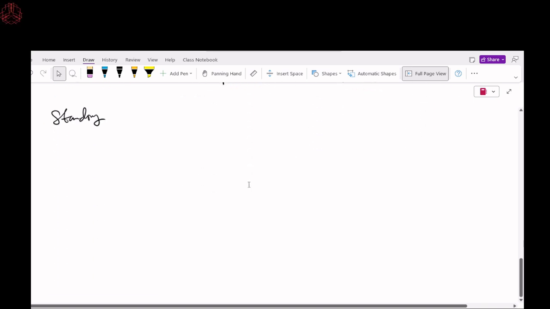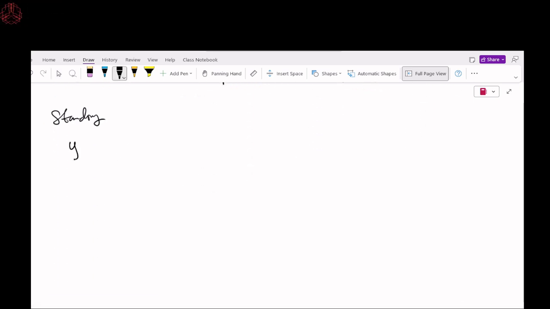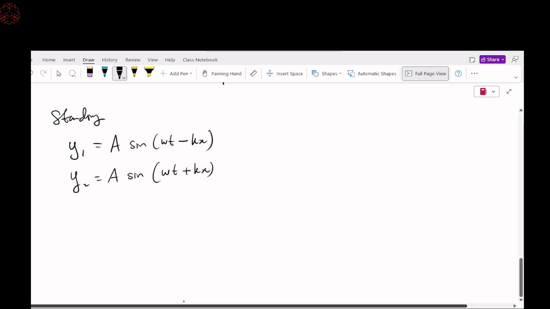If I have a progressive wave, let's call that y1, it is A sine(ωt − kx). Then I have one that is moving in the opposite direction with the same amplitude, y2, which is A sine(ωt + kx). The principle of superposition simply means that my total, or resultant wave, is going to be y1 plus y2.